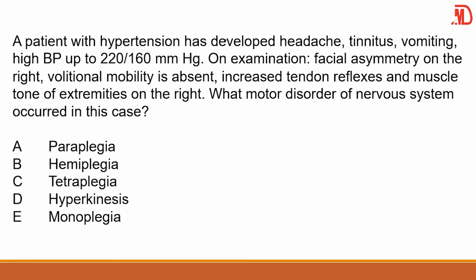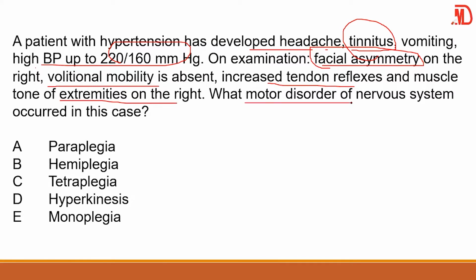A patient with hypertension has developed headache, tinnitus, and vomiting. Tinnitus is ringing in the ear. Blood pressure is 220/160. There is facial asymmetry, meaning one half of the face. Volitional mobility is absent. Increased tendon reflexes. Muscle tone of the extremities on the right. What motor disorder of the nervous system has occurred in this patient?